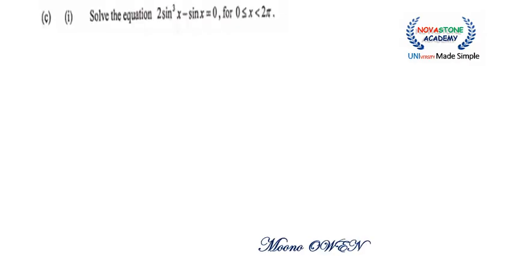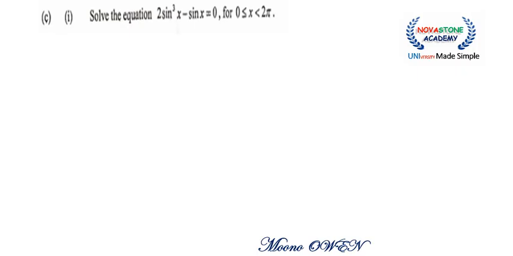Okay, so let's solve another one. We're told to solve the equation 2 sine to the power 3x minus sine x is equal to 0. Then they've given us a range: x is between 0 and 2 pi. Pi, we know that is 180. 180 multiplied by 2 is 360. So they want the values of x between 0 and 360. Okay, so basically that. So now let's solve.